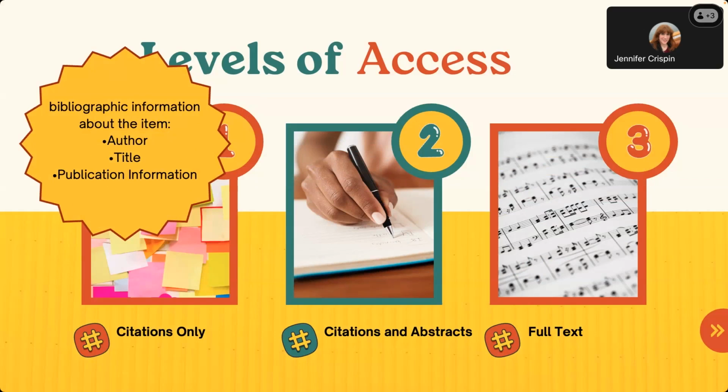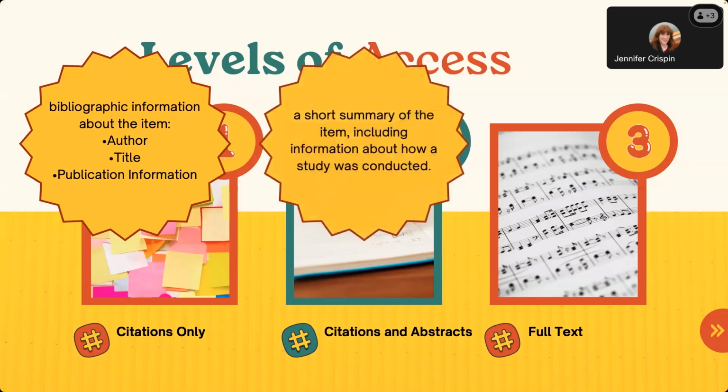For college students, I tend to say you would want to go for a full text database, which I will talk about in just a minute. A second type of access that we have in databases is citations and abstracts. So an abstract is a short summary of the item, which may include information about how a study was conducted.